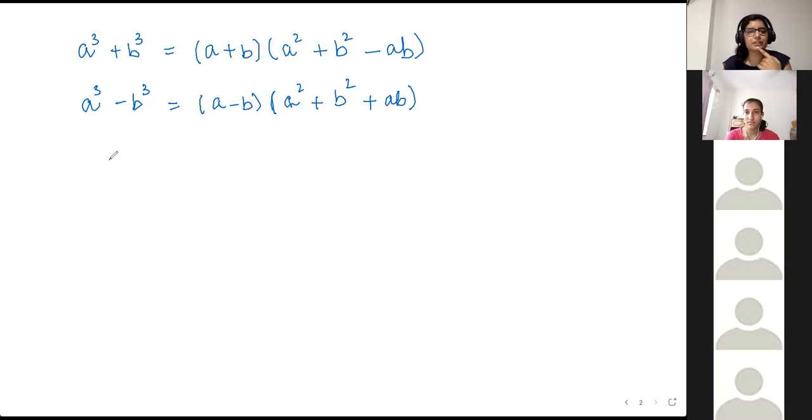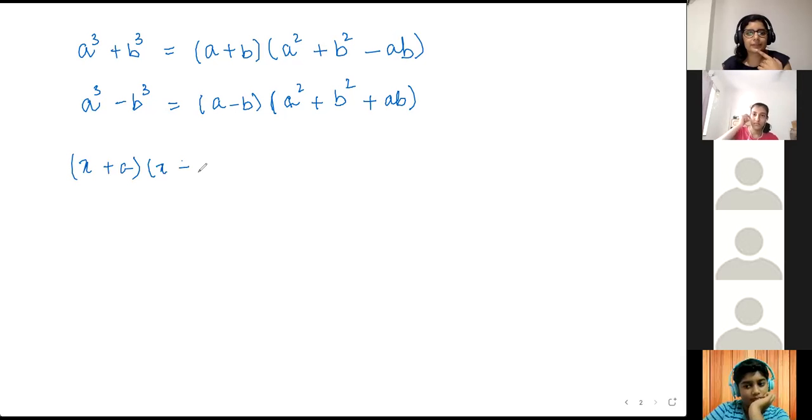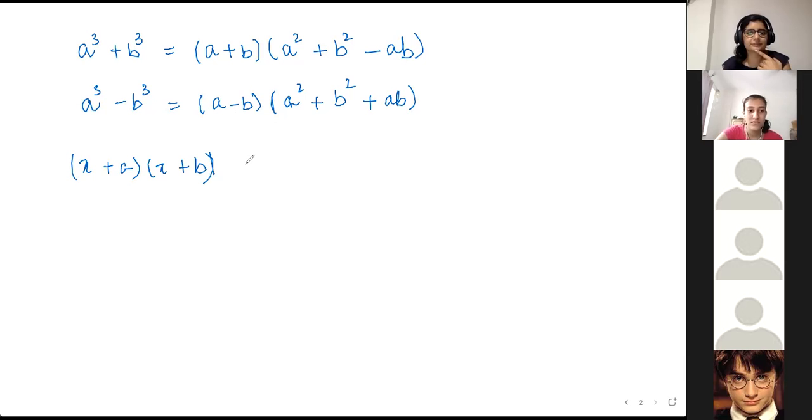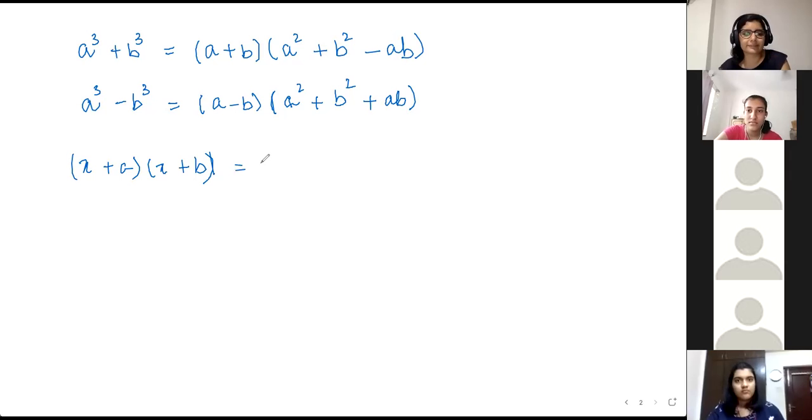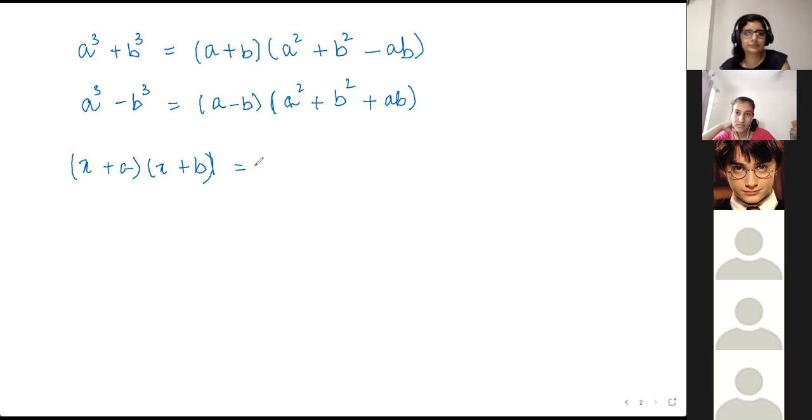And Sujal, you were mentioning one more identity, right? Like if we have x plus a into x plus b. What would be the product of this? Ma'am, can I? Wait, Sujal, go ahead. x square plus a plus b into bracket x plus ab. Yes, x square plus x into a plus b plus ab.